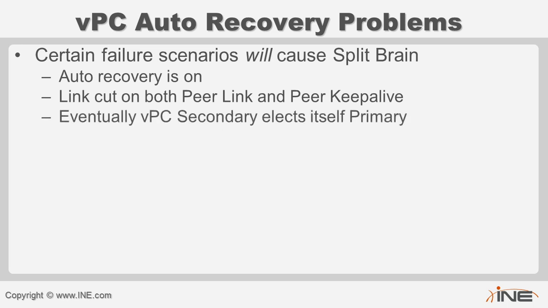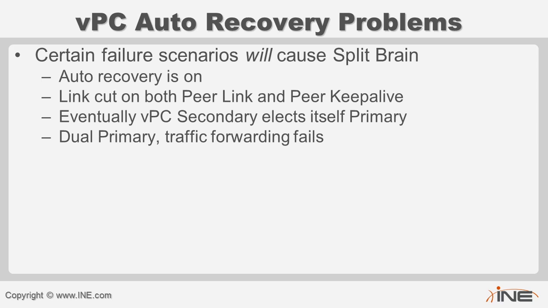However, the VPC secondary, in this case, eventually will elect itself as the primary. Once we have the hold timer and the keep alive timer expire, then once we have the auto recovery timer expires, the secondary is going to promote itself to the primary, and it is going to re-enable its VPC member ports. In this particular case, both of them are going to be primary, and since there are two separate control planes, this is what we call our dual active or our split brain.